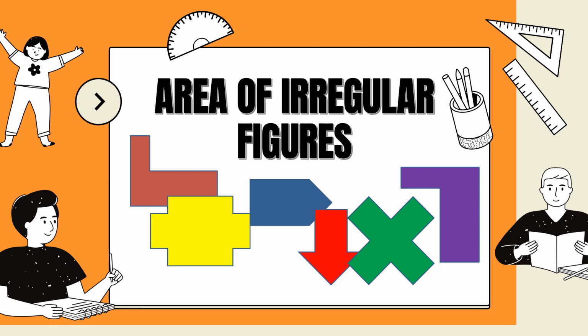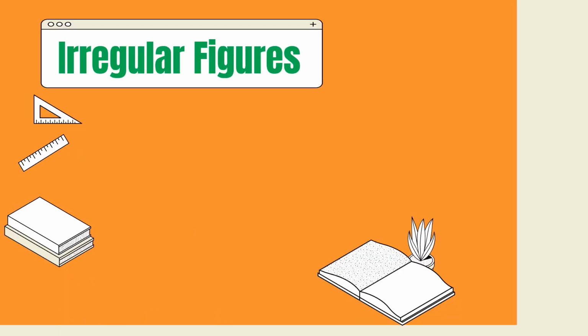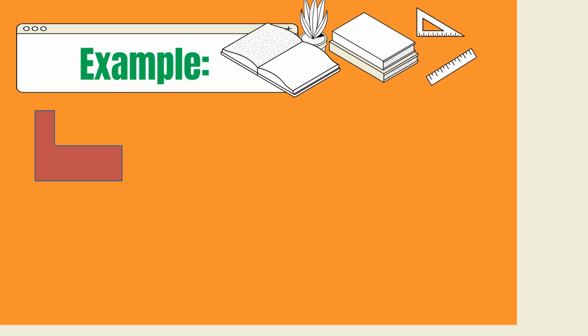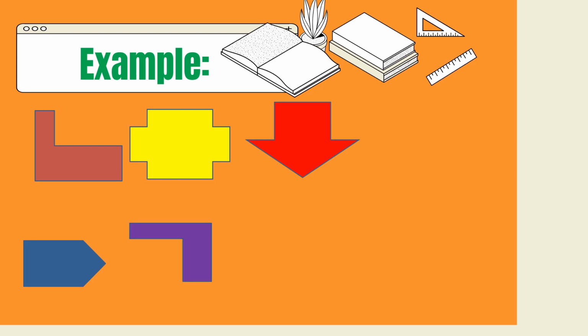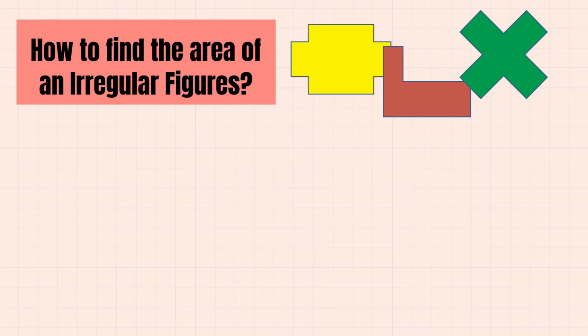Today we're going to take up the area of irregular figures. What are irregular figures? These are polygons that do not have equal sides or equal angles. We have here examples of irregular figures: a hexagon, a dodecagon, a heptagon, a pentagon, and another hexagon. These are polygons with 5 or more sides with different lengths.